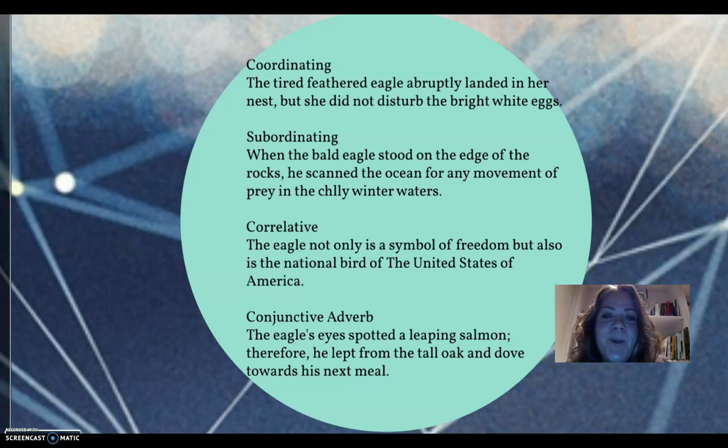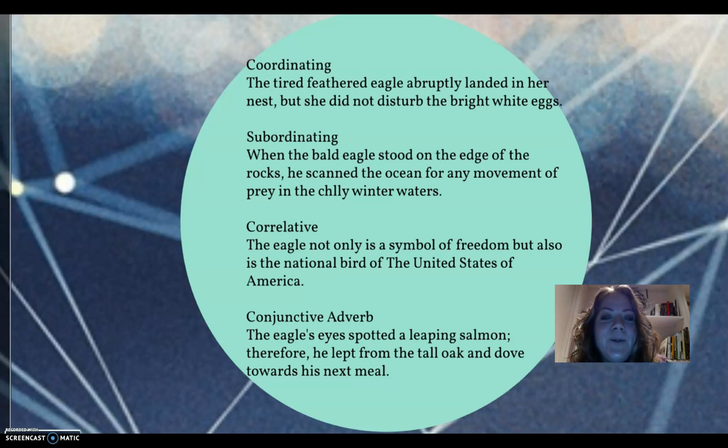The next example, subordinating conjunction. When the bald eagle stood on the edge of the rocks, comma, he scanned the ocean for any movement of prey in the chilly winter waters. Now here I have a dependent clause or subordinating clause combined with an independent clause. So the subordinating conjunction is when. The subordinating clause is when the bald eagle stood on the edge of the rocks.